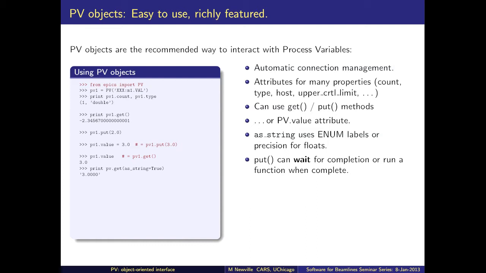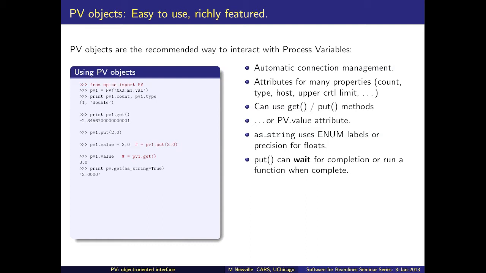So PV.value = 3 is the same as doing a put. And you can read the value this way. You can also do a get with as_string, which will do a formatted string of a double or the enum label for an enum PV.